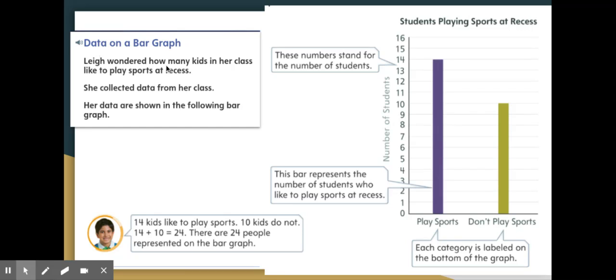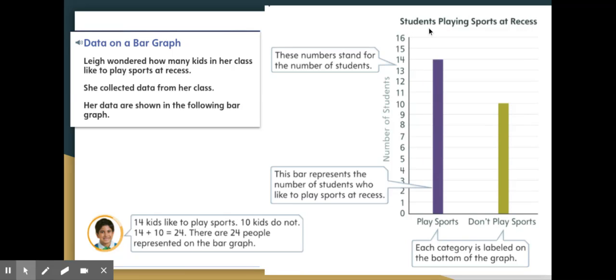Lee wondered how many kids in her class like to play sports at recess. She collected data from her class. That means information. So she asked her class information. Her data are shown in the following bar graph. Now let's look at her bar graph that she made.